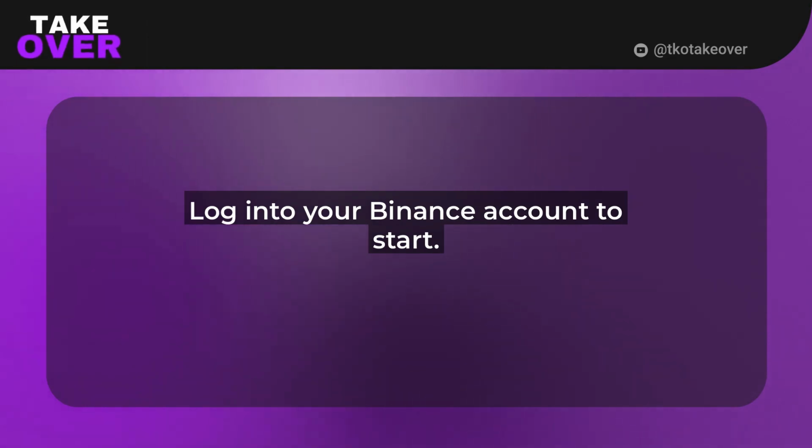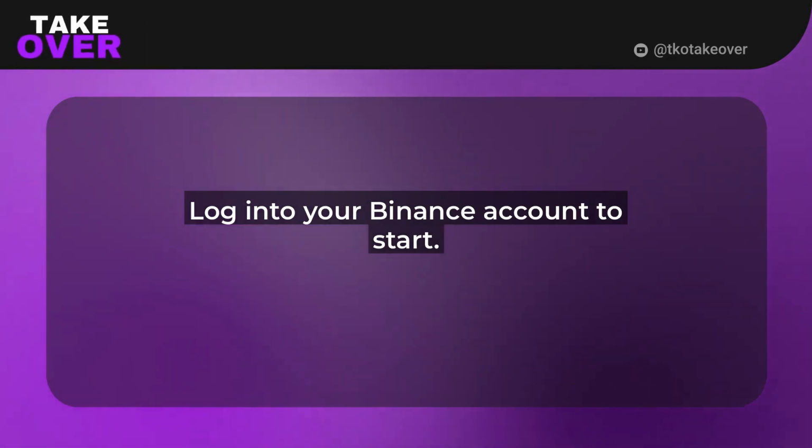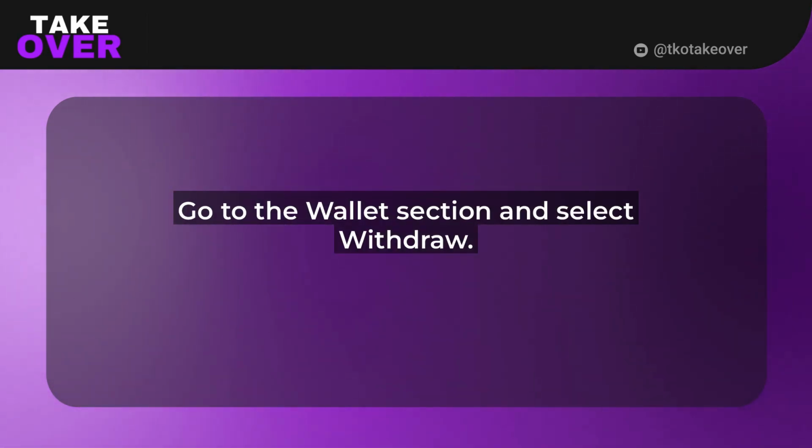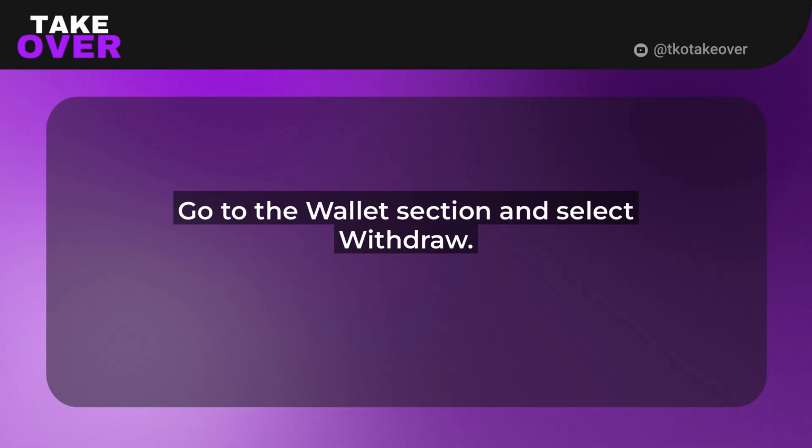Today, we're diving into how to withdraw Shiba Inu from Binance to Kucoin in 2025. If you're looking to move your SHIB tokens for better opportunities or portfolio diversification, you're in the right place. This process is straightforward, but always remember, crypto involves risks like fees and market volatility, so proceed with caution.